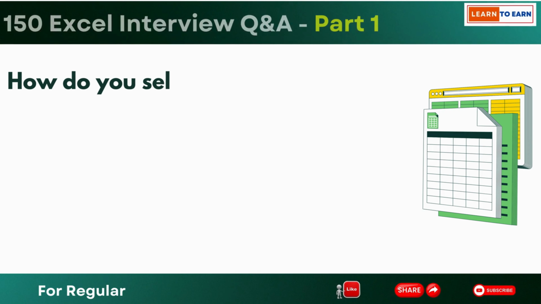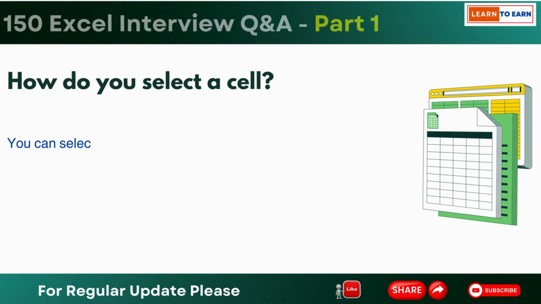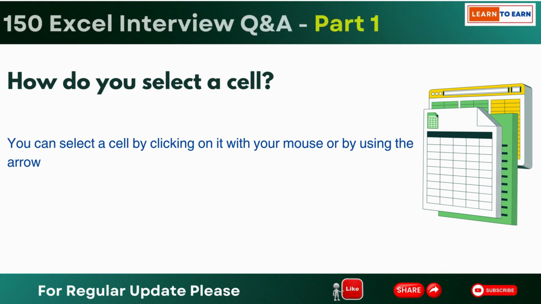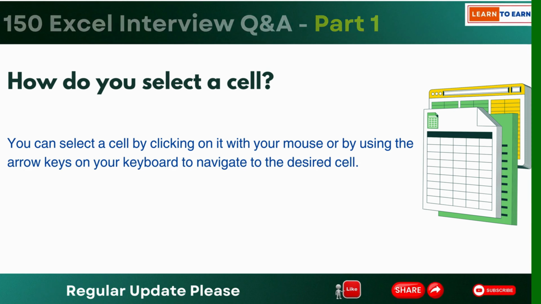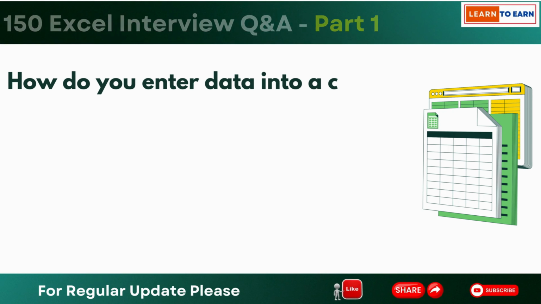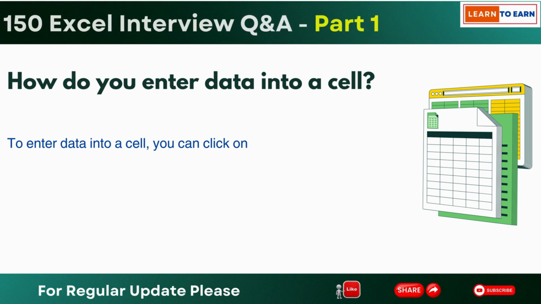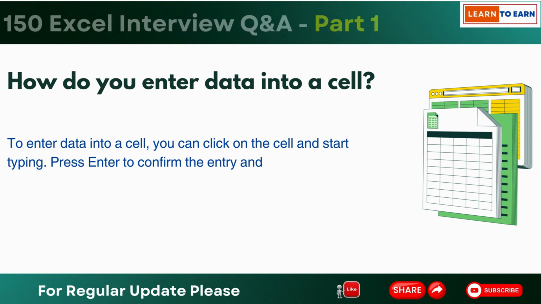How do you select a cell? You can select a cell by clicking on it with your mouse or by using the arrow keys on your keyboard to navigate to the desired cell. How do you enter data into a cell? To enter data into a cell, you can click on the cell and start typing. Press Enter to confirm the entry and move to the next cell.